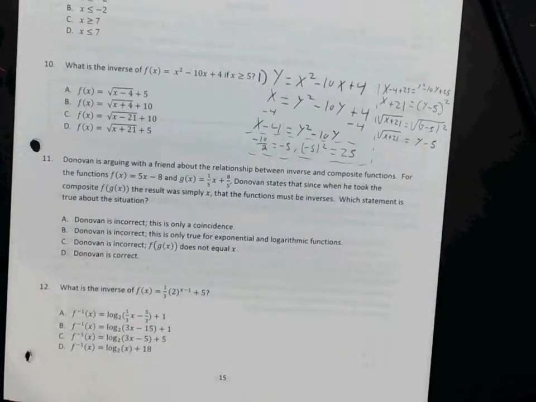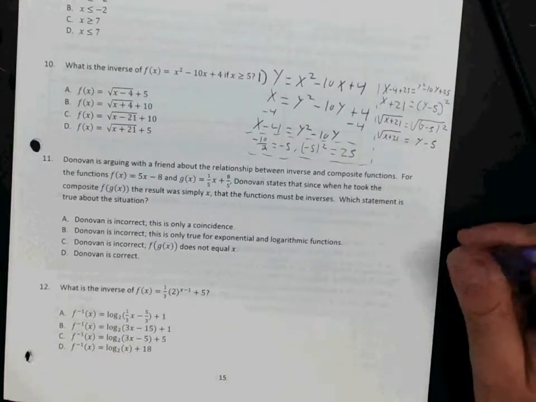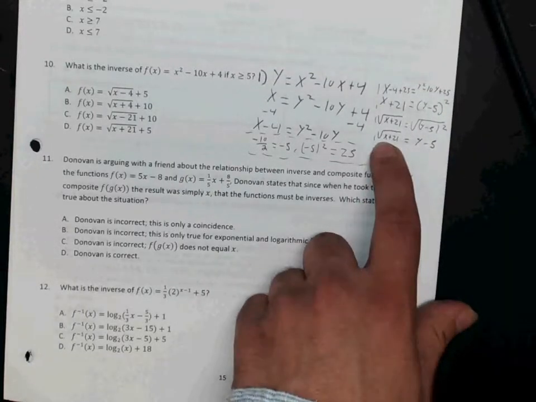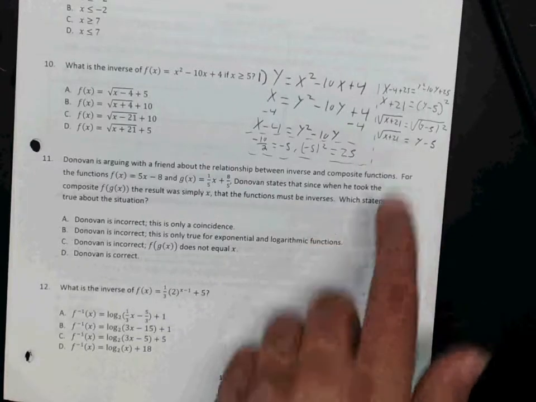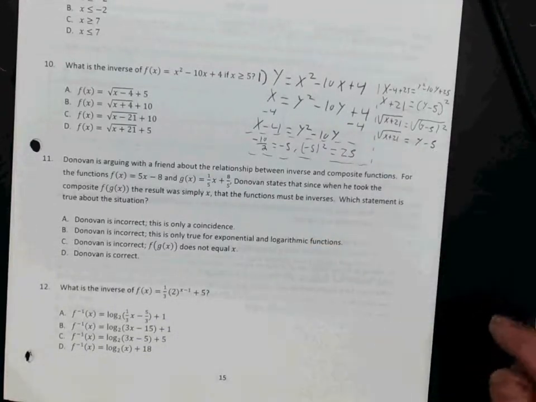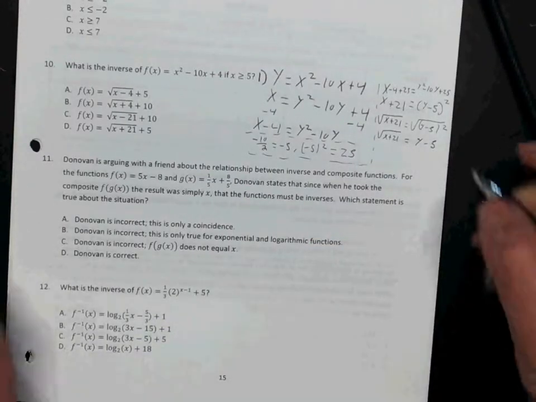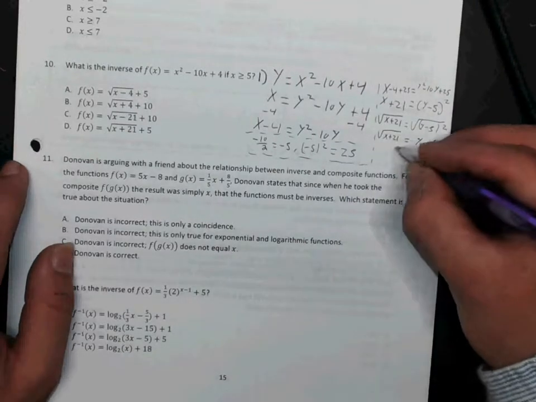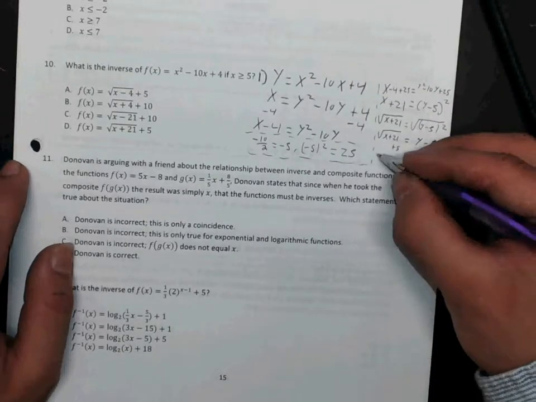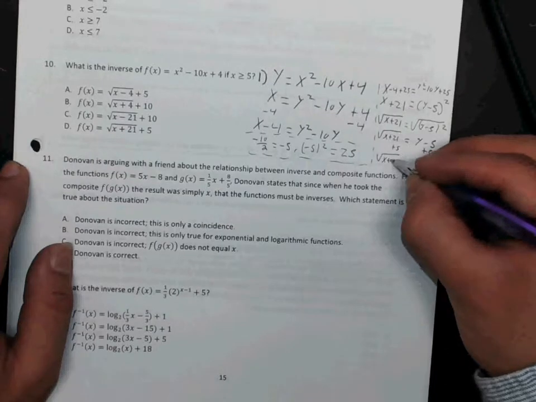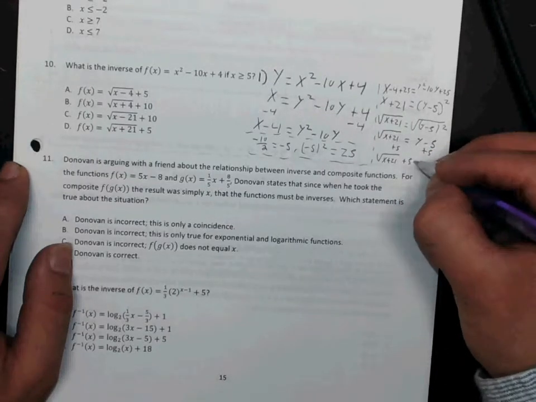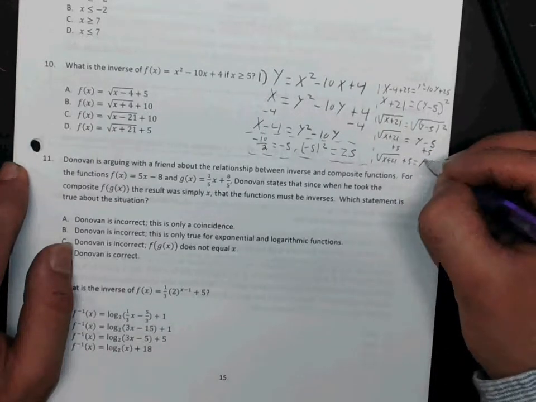And then, what's the last step, Olivia, to isolate y? So we have the square root of x plus 21 is equal to y minus 5. We need one more step to get that y by itself. Add 5, excellent. So add 5 to each side. So we have the square root of x plus 21 plus 5 is equal to y.